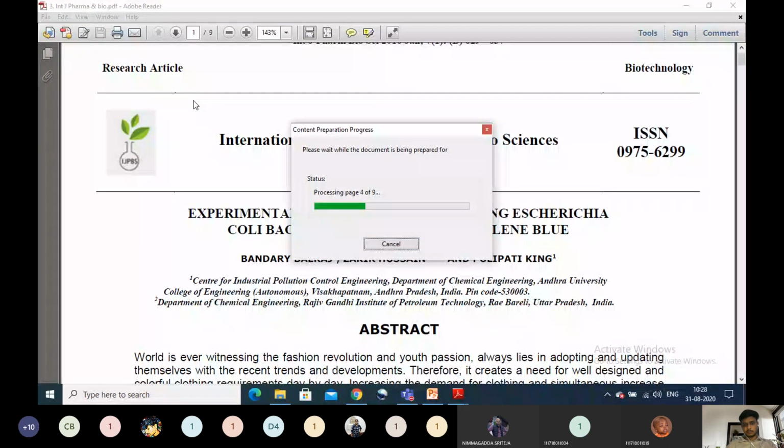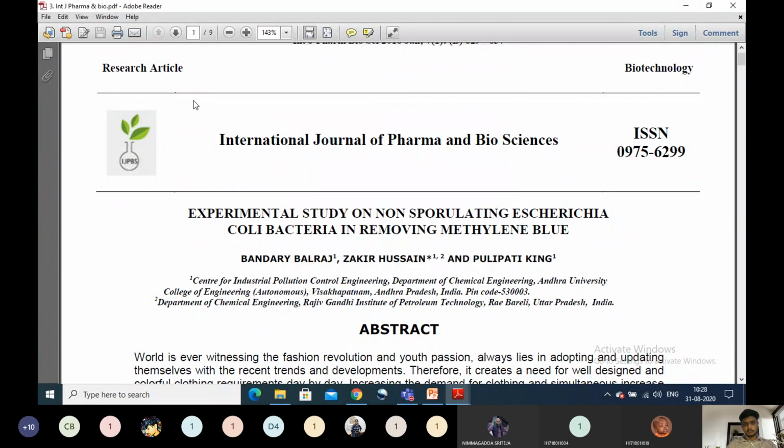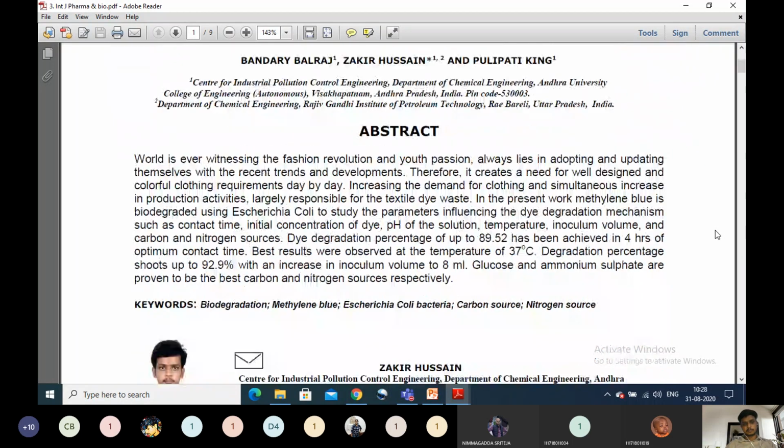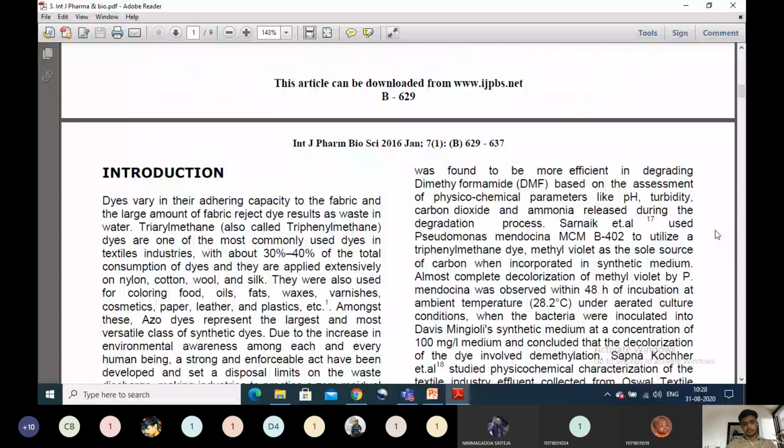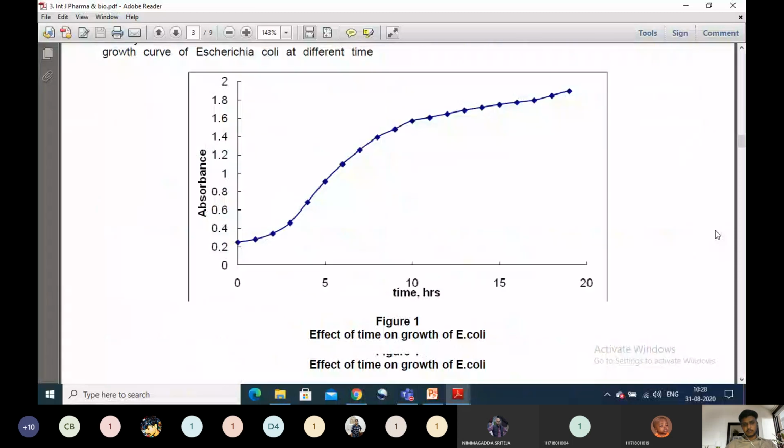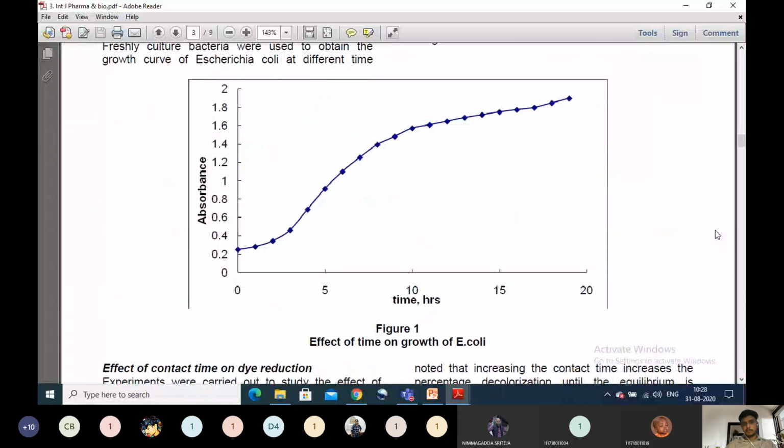As an example, I am showing one research paper. It is titled 'Experimental study on non-sporulating Escherichia coli bacteria in rebounders'. This is authored by me along with my colleagues. In this one, you can see the growth curve of the bacteria. We have used Escherichia coli.